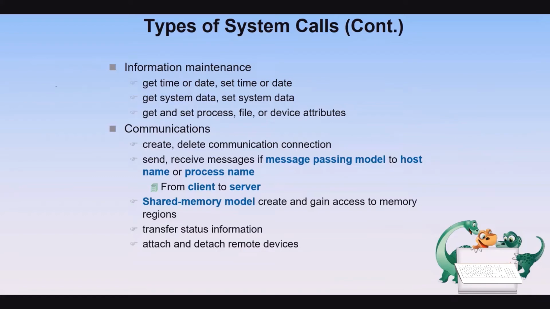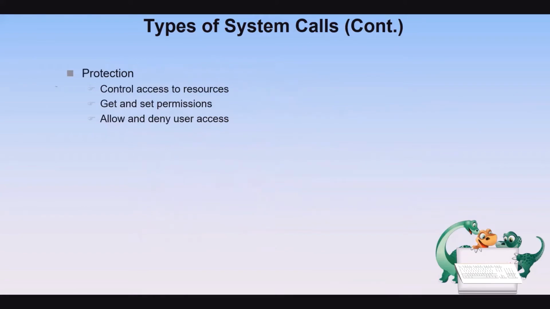Next is information maintenance. So under information maintenance, you've got get time or date, set time or date. So take note that we can do changing of time and date on our computer systems, and we're just calling the information maintenance system calls. Communication system calls create, delete communication connections, send, receive messages if message passing model, the host name or process name, or from client to server and vice versa. So if the application is capable of communicating with the outside world, that means we are using these communication system calls.